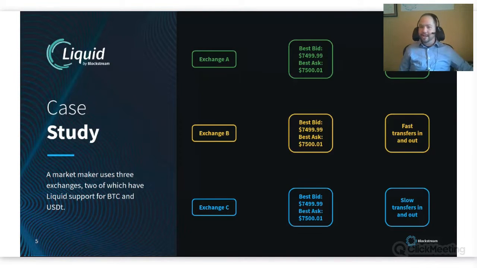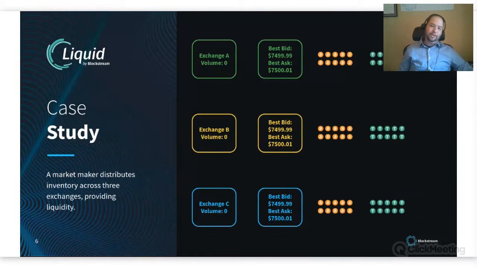All right, so going into this case study, I'm looking at a very balanced market right now. You have 3 different exchanges, and we're going to set it up where Exchange A and Exchange B both have very fast transfers through the Liquid network. Exchange C is using more traditional means of transferring assets, so it's going to be slow to go in and out of that exchange. And we're going to see what happens when there's a disruption to the market.